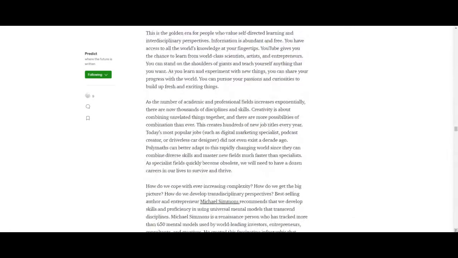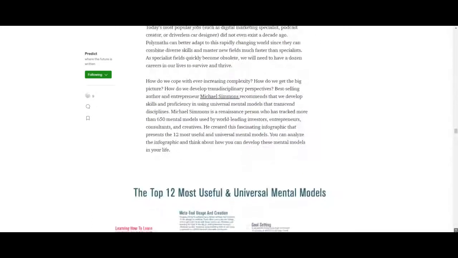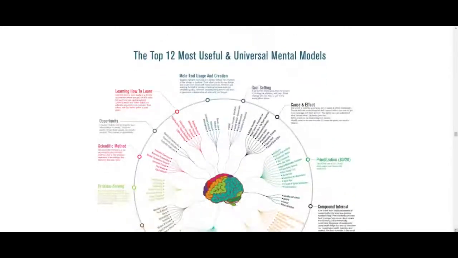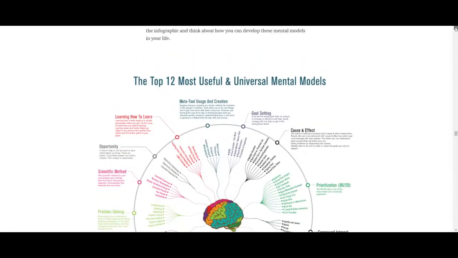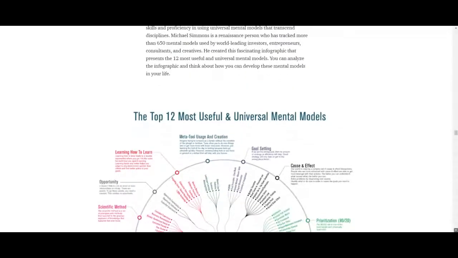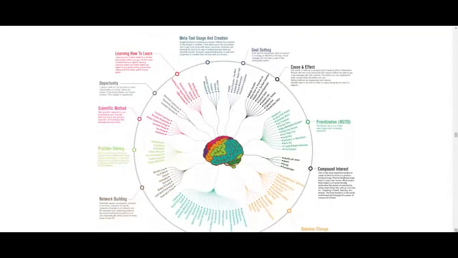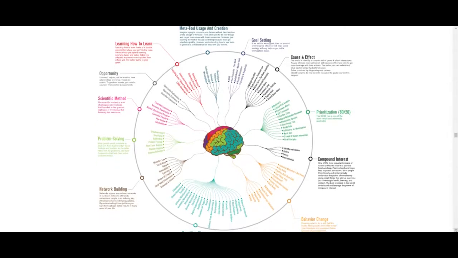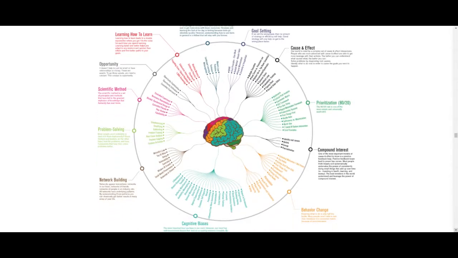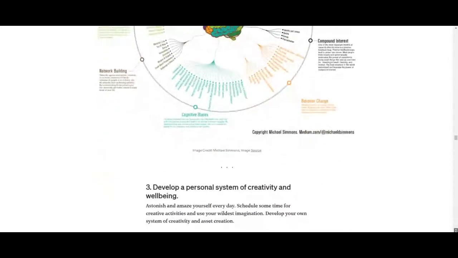So this is a golden era for polymaths. And Michael Simmons writes a lot on this. He created this infographic, which is amazing: 12 most useful universal mental models that you can use in your life. These are about learning how to learn, scientific method, meta tools, cause and effect, prioritization, compound interest, behavioral changes, cognitive biases, etc. So it is about everything, basically. So I included the links of these as well. You can have a look.